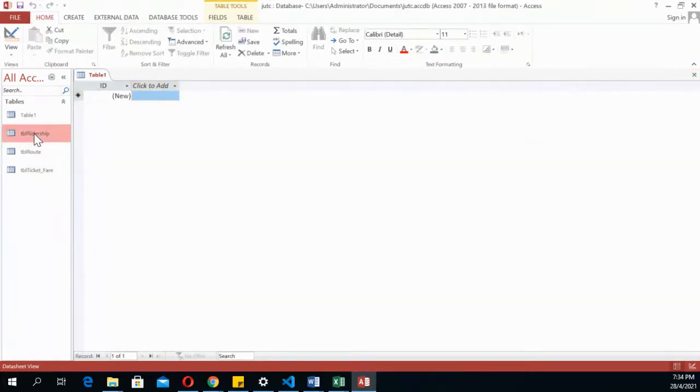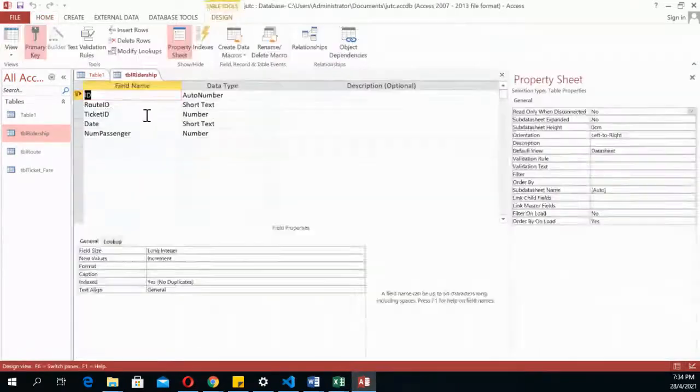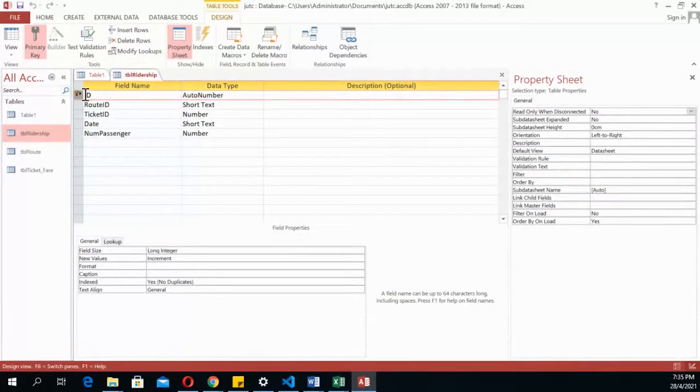So the only thing left is the ridership design, and we know that we're going to change this one to what they say, ridership ID.